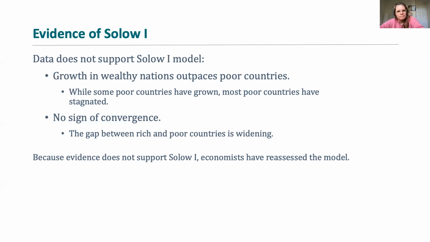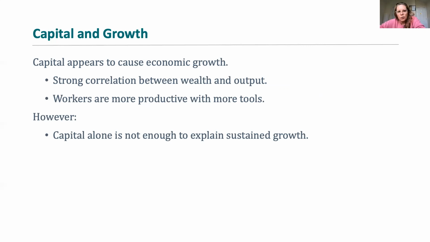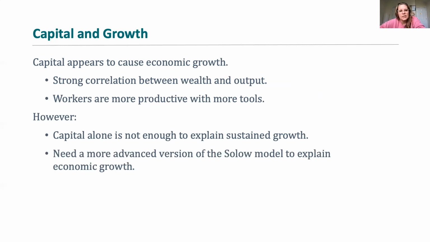That's clear today. It was clear in the 1950s, but the Solow model implies faster growth in developing nations, which doesn't match our reality. So when we look around the globe, it's clear that growth in developed nations has not stopped, and economists needed to reevaluate. In the original model, we saw a strong correlation between capital and economic growth, right? The idea was workers are more productive when they have more and better tools. But capital alone is not enough to explain sustained growth.